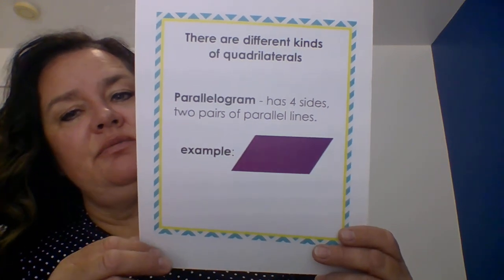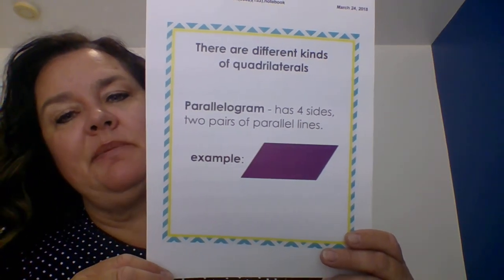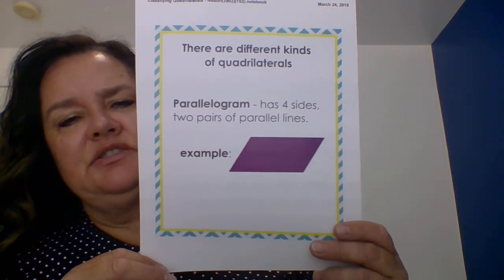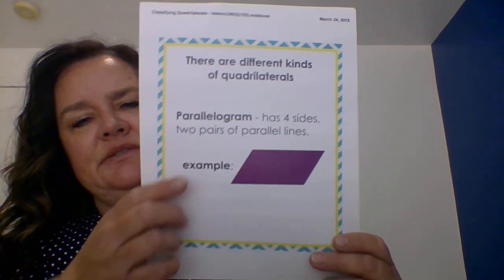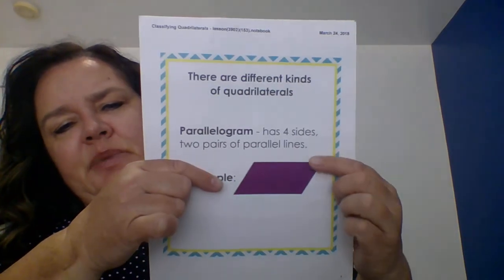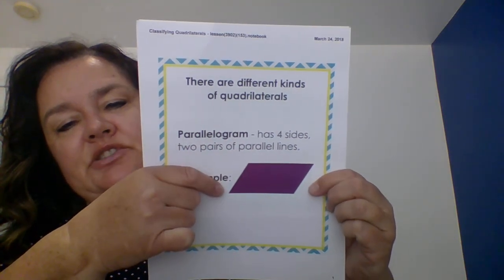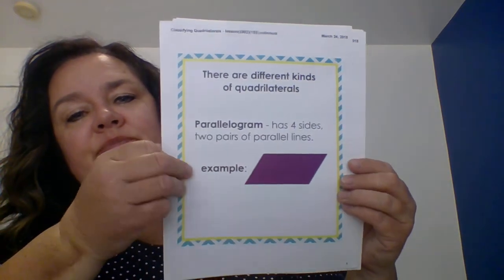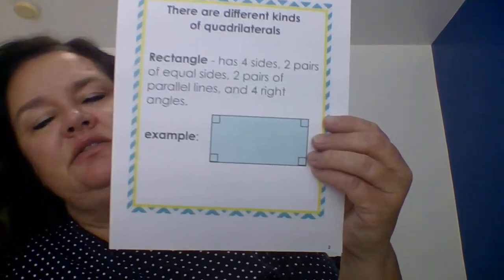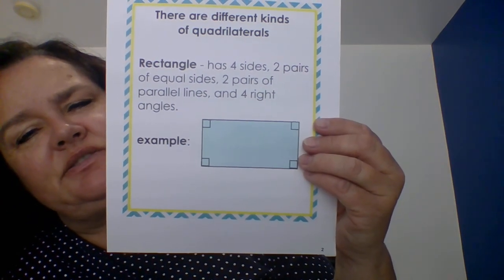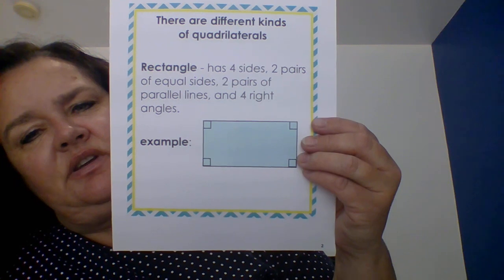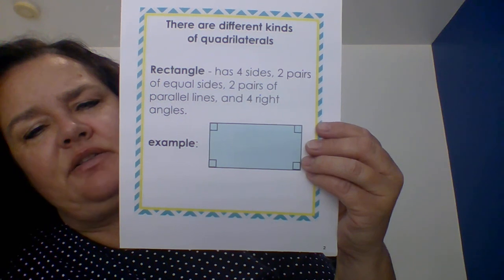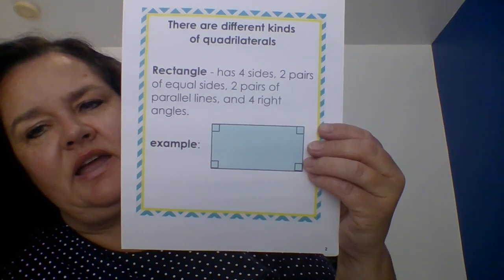This is a new one, which we don't talk about. You haven't learned a lot about. This is a parallelogram. Parallelogram has 4 sides, and 2 pairs are parallel lines. So this side is parallel and congruent to this side, to each other. Then this one and this one are parallel and congruent as well. Here's your rectangle. Notice the right angles of the squares. So a rectangle has 4 sides, and it has 2 pairs of equal sides. And then it also has 2 pairs of parallel lines and 4 right angles.